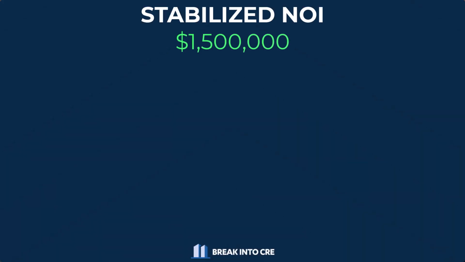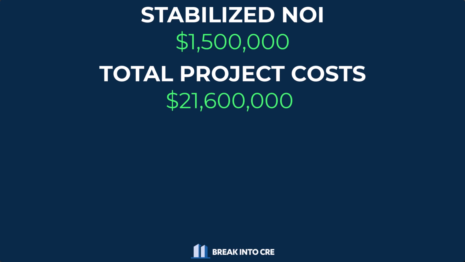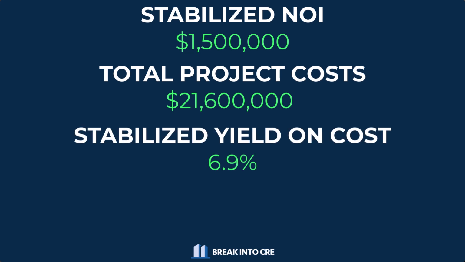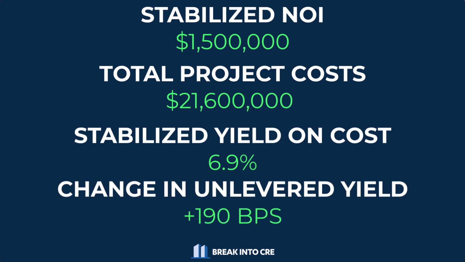But if those common area renovations would allow us to generate higher rents during that releasing process, and within a year after our releasing was complete, we were now generating $1.5 million in NOI, this materially changes that unlevered NOI yield with a stabilized yield on cost of almost 6.9% in this case, or almost 200 basis points higher than that initial going in cap rate.